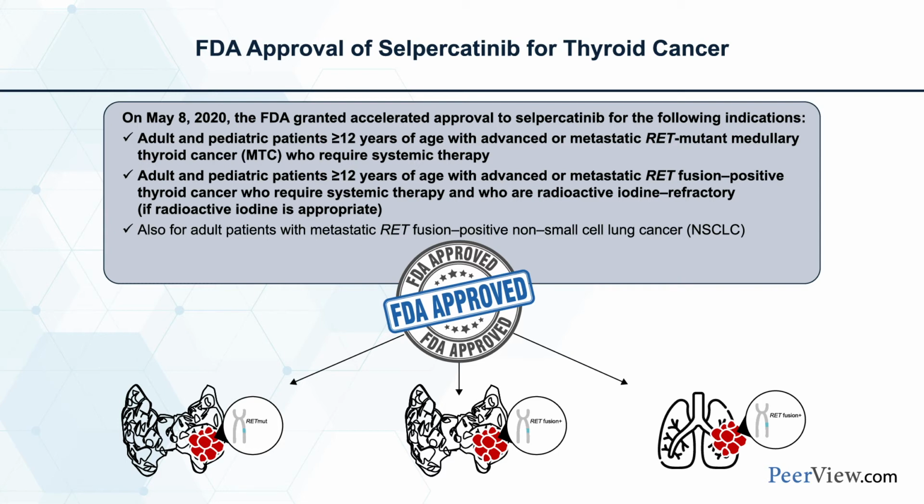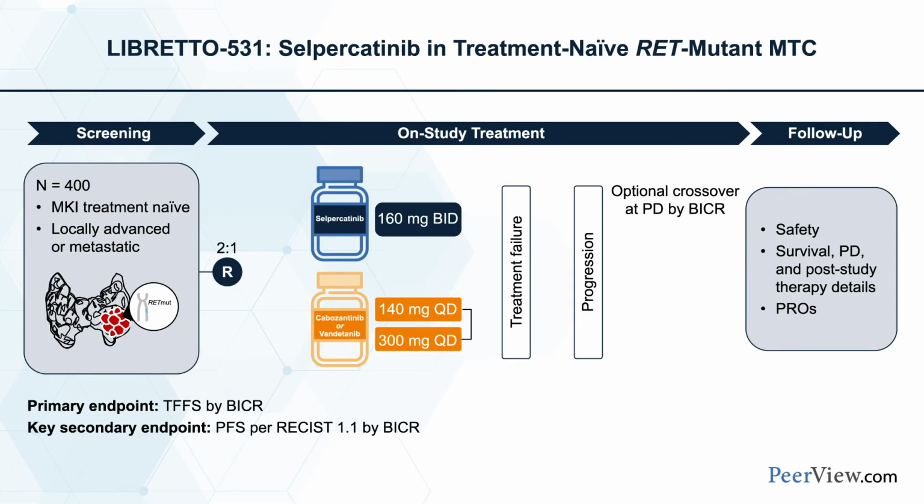refractory to radioactive iodine. And to follow up on the original findings, Libretto 531, which is a randomized phase 3 of selpercatinib in treatment-naive RET medullary patients, where they're randomized between selpercatinib or physician's choice of either cabozantinib or vandetanib, is ongoing. And the purpose of this phase 3 is to really understand how does selpercatinib compare to the current FDA-approved agents in the first-line setting to justify whether or not this should be used first or perhaps after the other agents.